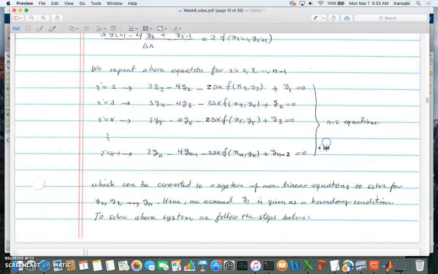So in the next video, I'll show you how we can basically add one more equation to make it n minus 1 equations, n minus 1 unknowns.